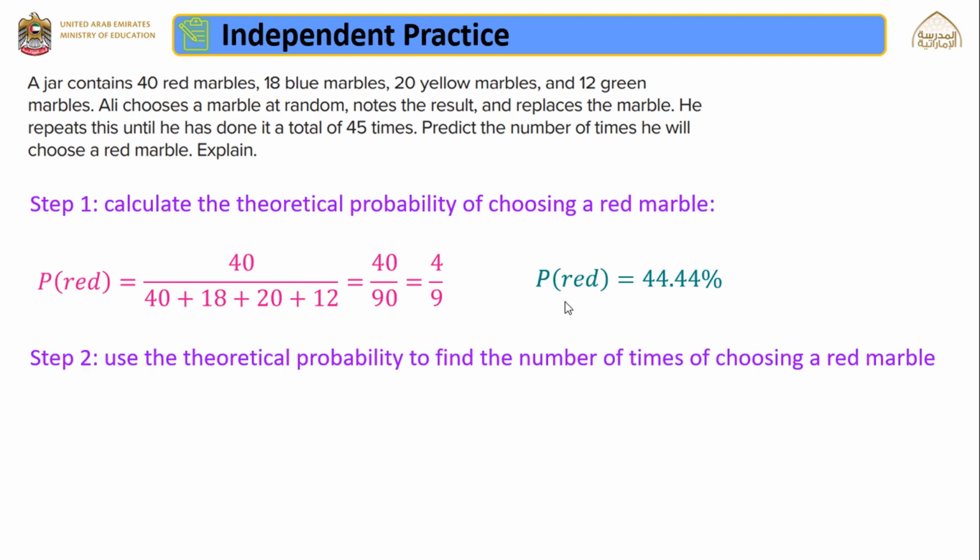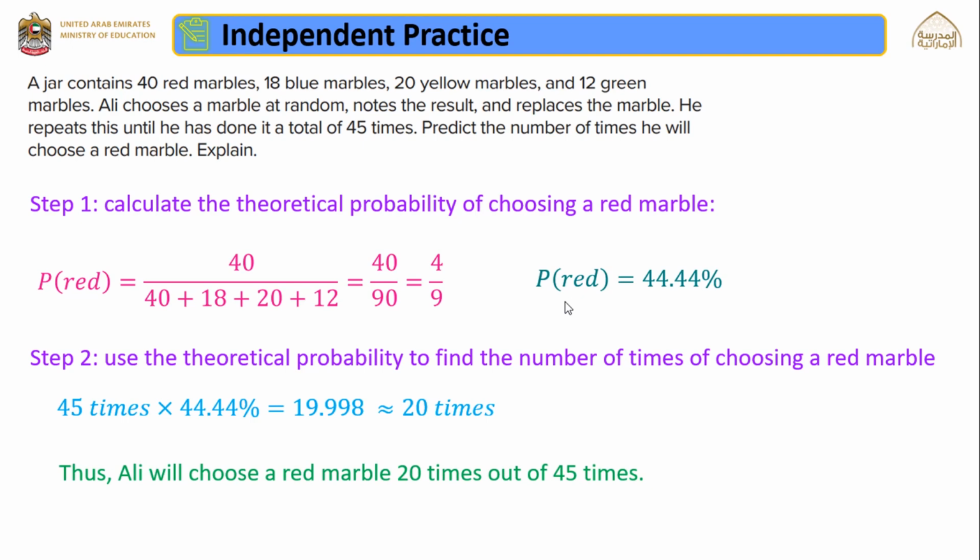Step 2 is to use the theoretical probability to find the number of times of choosing a red marble. 45 times 44.44% is 19.998, which is approximately 20 times. Thus, Ali will choose a red marble 20 times out of 45 times.